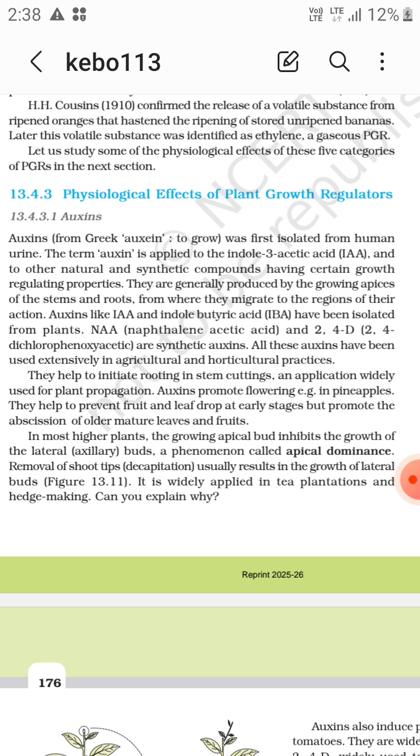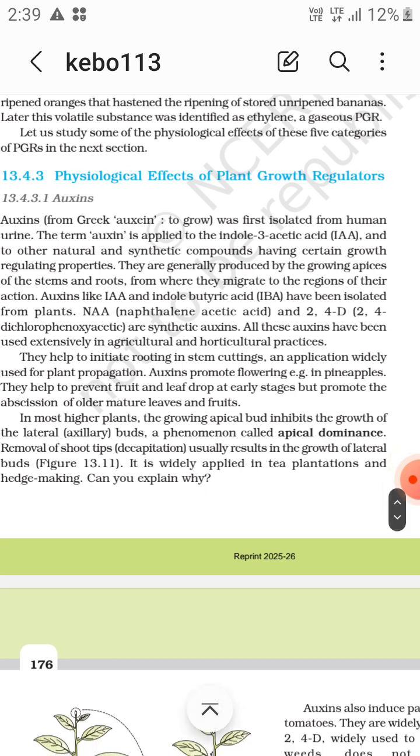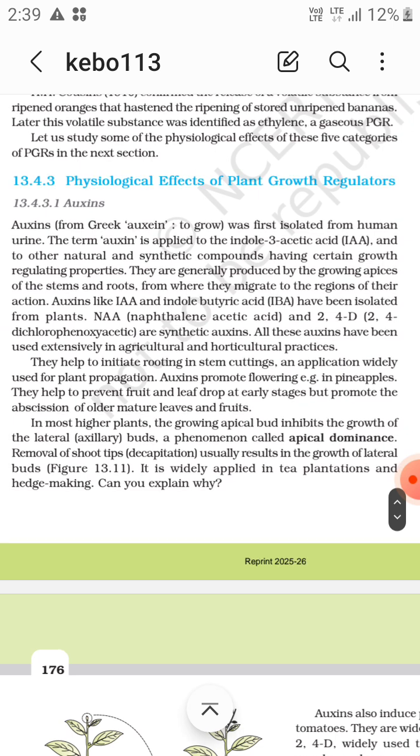Now, auxin means to grow. Auxins were first isolated from human urine. The term auxin is applied to indole 3 acetic acid, that is IAA, and to other natural and synthetic compounds having certain growth regulating properties. Now, they are generally produced by the growing apices of the stems and roots, from where they migrate to the region of their action.